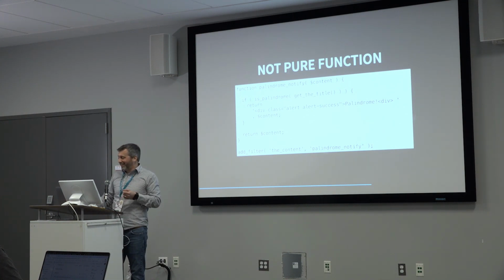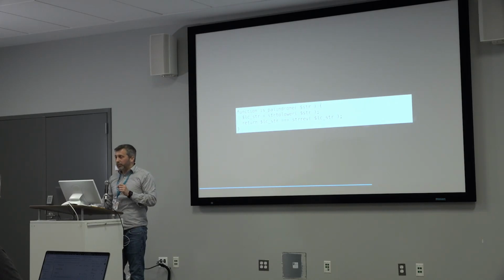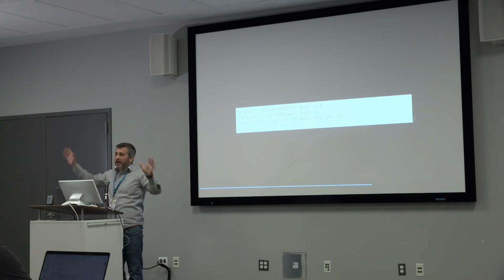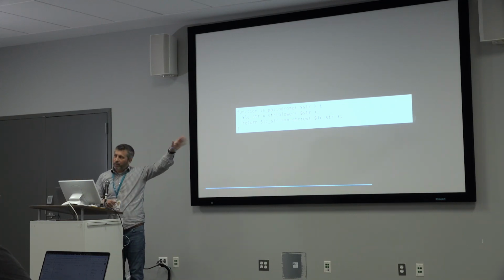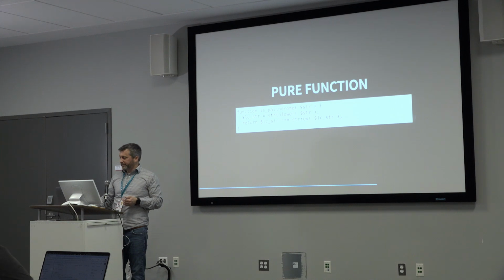Now, we did write is palindrome. This is a pure function. This gets the value coming in, the string, and then returns a true or a false. It doesn't care about anything else going on in the world. It doesn't matter what's in the database. It doesn't matter what global variables are set. It's just going to do its thing. Pure function.